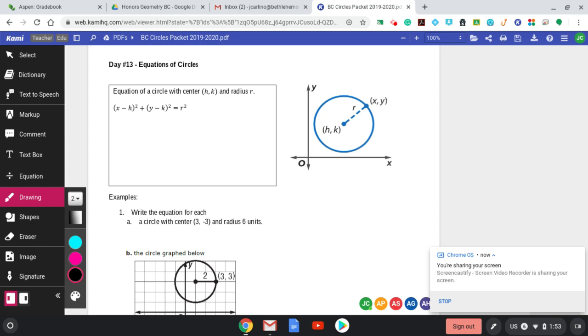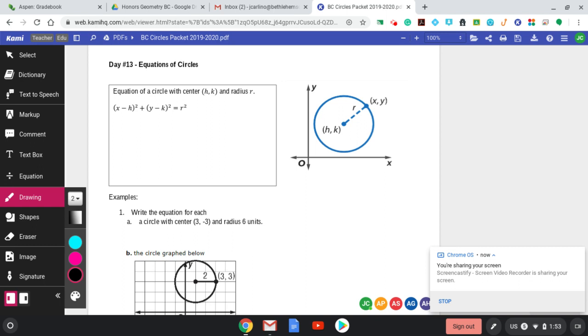All right, everyone. We're on to day 13 here, equations of circles. Just as a reminder, this will be our last section in the circle unit. We will not be going on to day 14 and doing the constructions. So this will be our last day in the circle unit. All right, equations of circles.